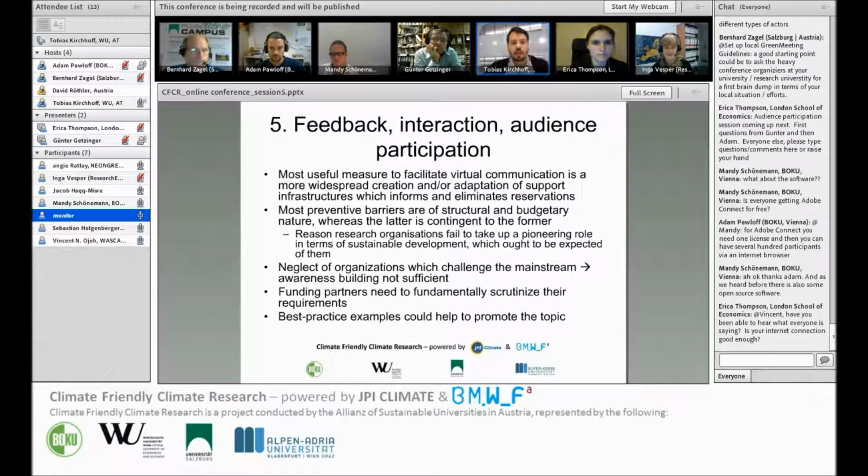A really good tool to help make research more climate friendly are funding partners, because they have the power and the ability to tell researchers what to do and how to do it. So they should scrutinize their requirements. And as a positive end, I think that best practice examples do exist and that they really could help to promote the topic. All right, so I think there is a little bit of time left for some questions.